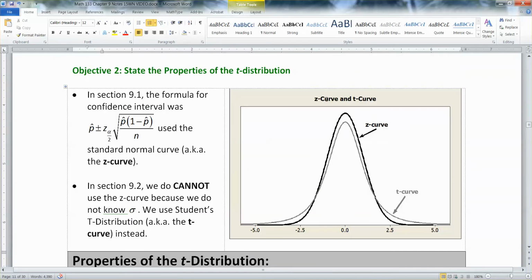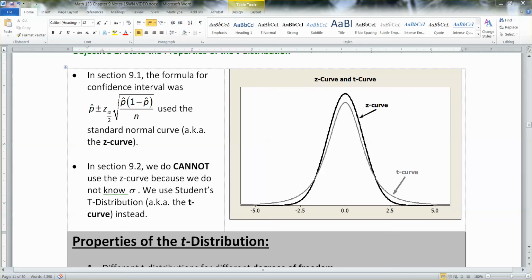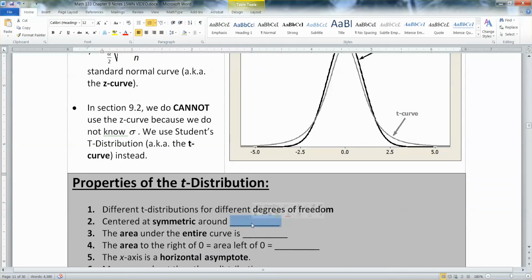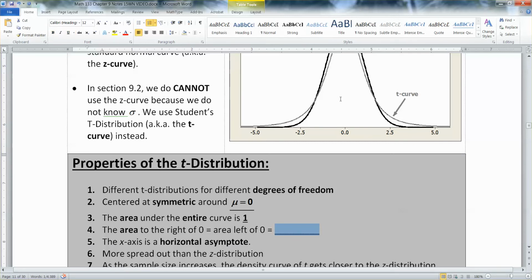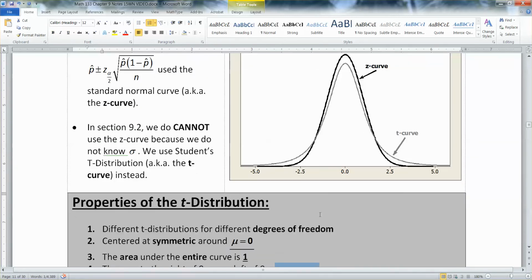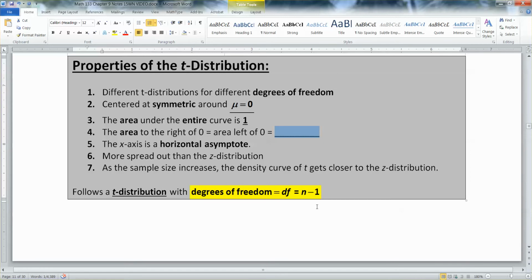Now the t curves are symmetric, just like the z curves. They're symmetric around the mean in the center, and the mean is still 0. So that part hasn't changed at all. That's your mu. Now, this is a probability distribution, so the area under the entire curve has got to be 1, just like any probability distribution. That's one of the things we learn in Chapter 5. That means the area to the right of 0 and the area to the left of 0 both have to be 0.5, just like on a normal curve, because each is half the curve.